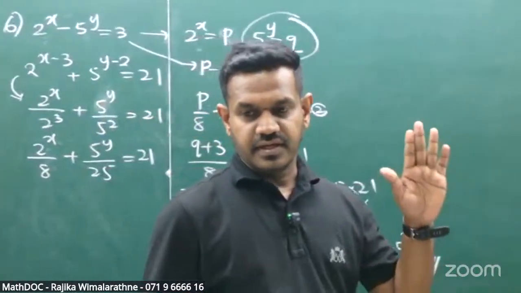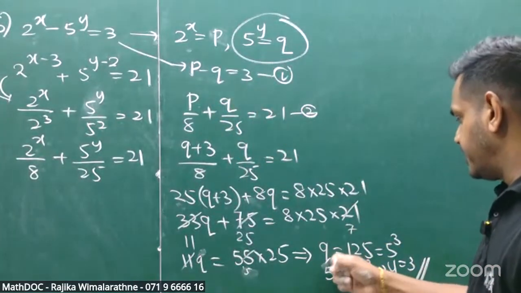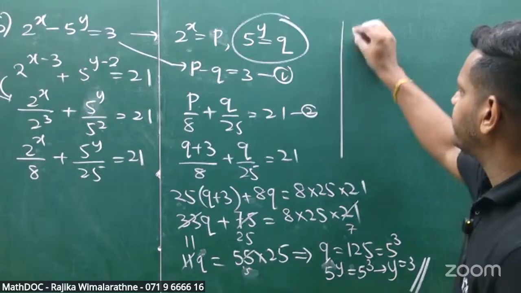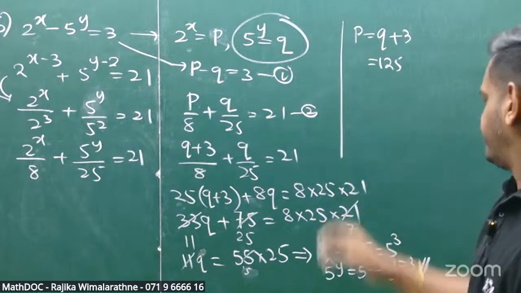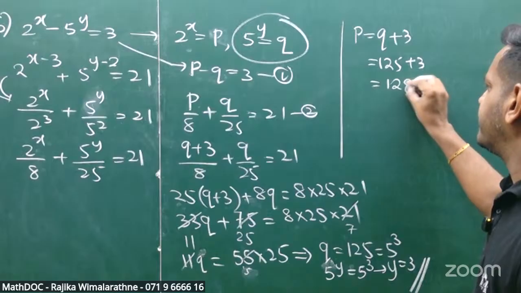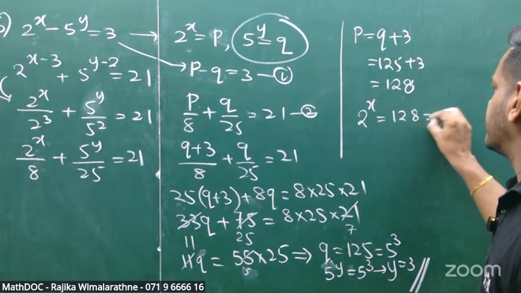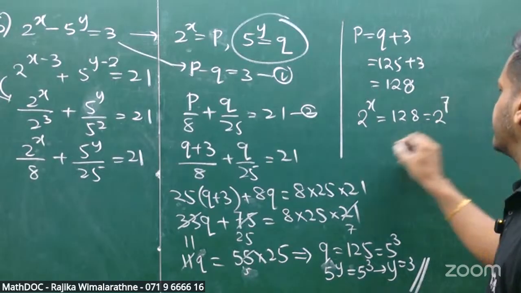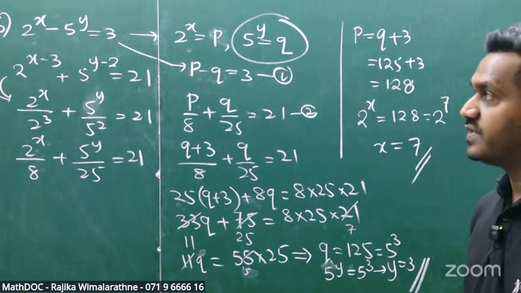Okay. Let's move on. Now we know Q, here it is 125. Then by this one find P: P equals Q plus 3, Q being 125, plus 3, that is 128. Then 2 to the power x equals 128. That is 2 to the power 7. Then x equals 7. That's how we solve the simultaneous equation.